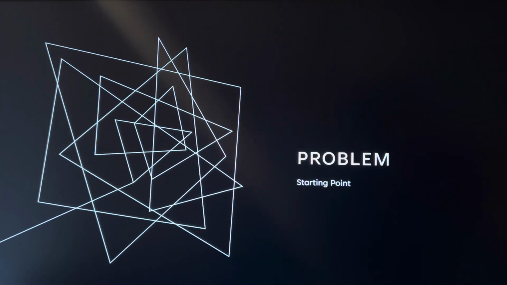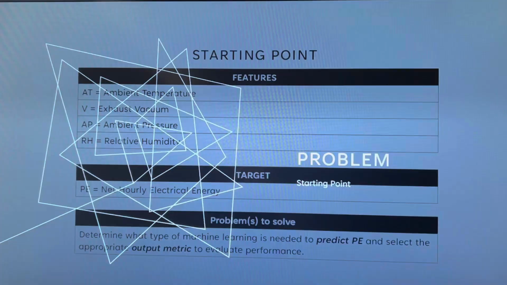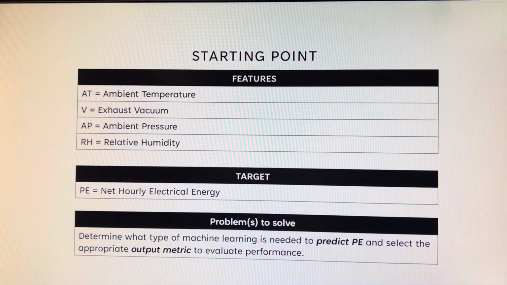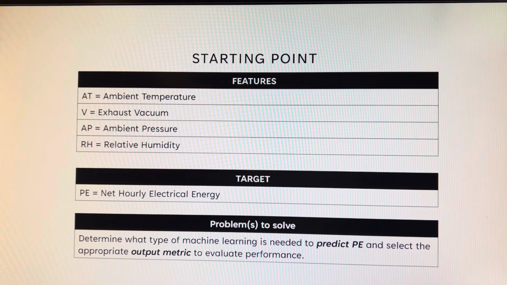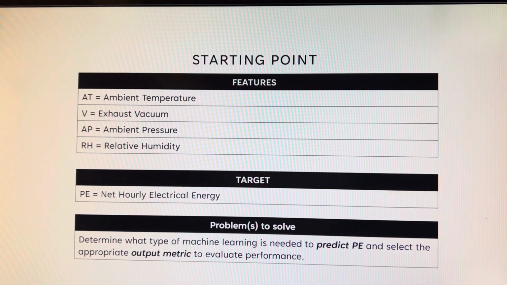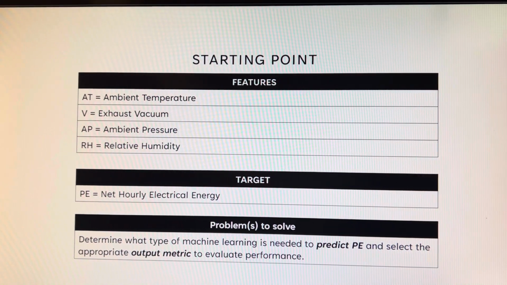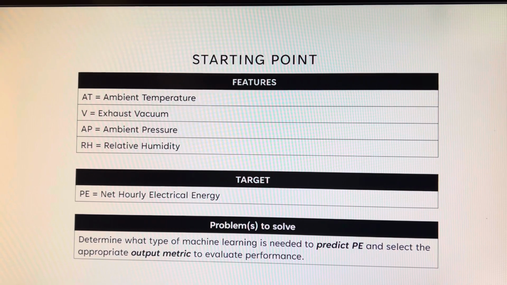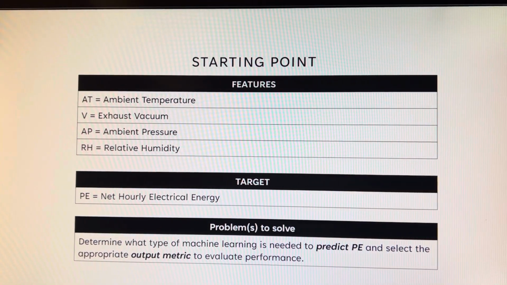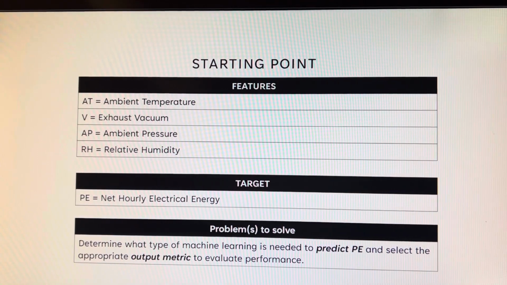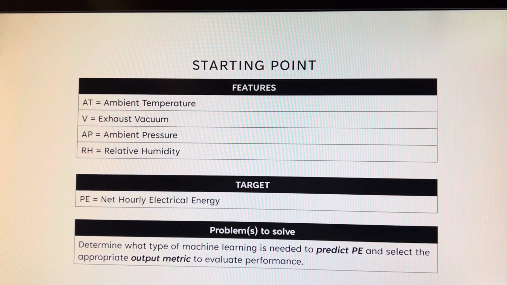The first piece will be the problem, which is our starting point. Our starting point has 4 features and 1 target. The features include 4 sections: AT, which is the ambient temperature, V, which is the exhaust vacuum, AP, which is the ambient pressure, and RH, which is the relative humidity. Our target is the PE, which is the net hourly electrical energy.